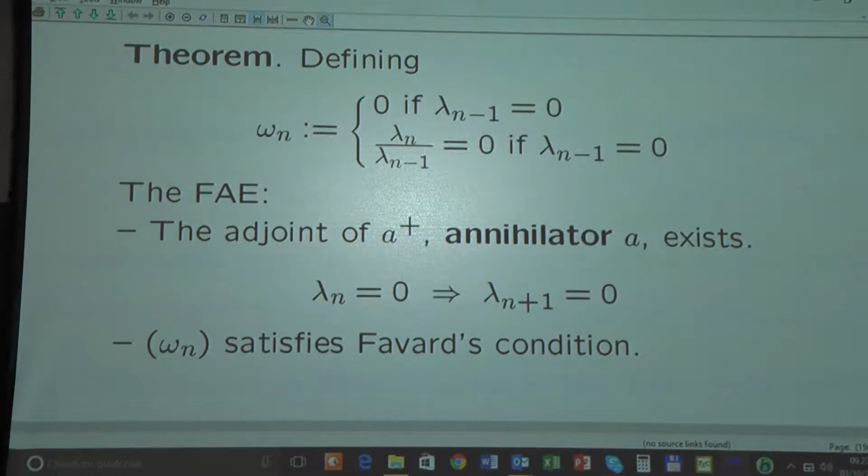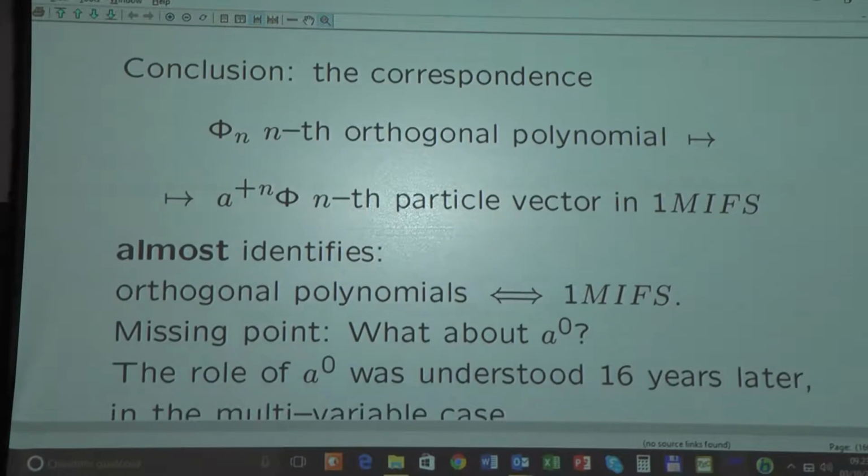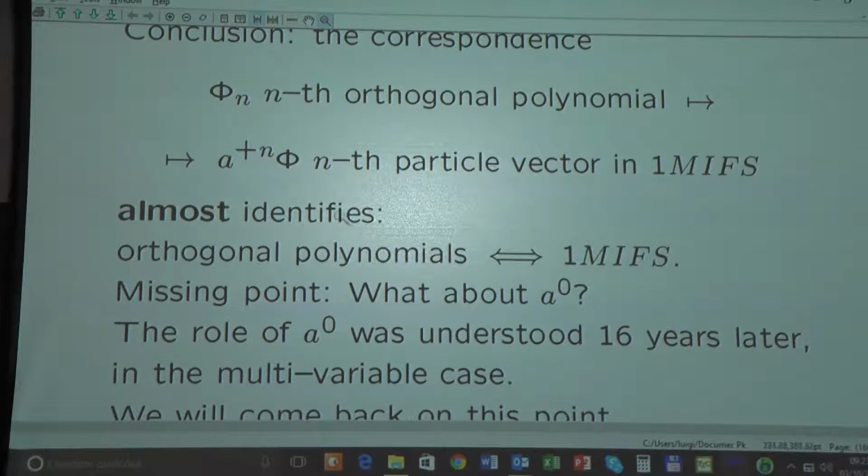Okay? So in this sense we have a very nice picture. The orthogonal polynomials in the classical language of analysis and probability correspond to what in physics are called the n-particle vectors. There is, however, something missing.